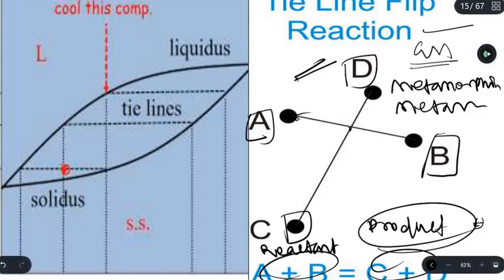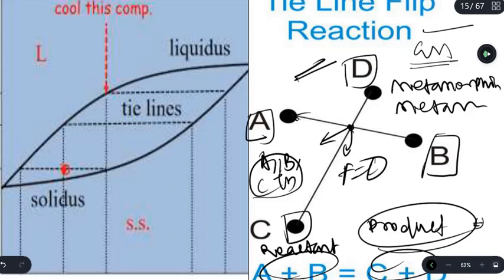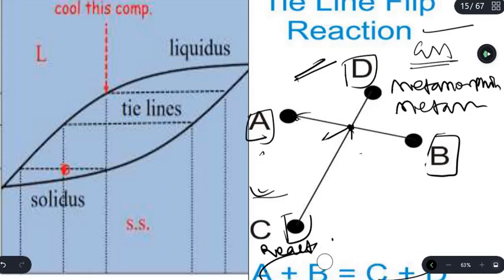Look at this point. What is the degree of freedom here? This point is the invariant point, right? All the phases are stable here. See, at this particular point, A will be present, B will be present, C will be present, and D will be present. Am I right or wrong? So it will be zero, right? How will it be zero? Tell me.